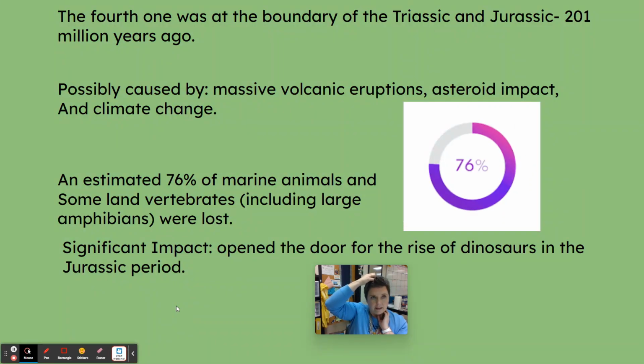Okay, and then we have the fourth one, which was at the boundary of the Triassic and the Jurassic. This is 201 million years ago. And again, this is volcanic eruptions. This is the one, oh no, actually that's not. I was going to say this was the dinosaur one, but it is not. Volcanic eruptions, asteroid impacts, and climate change.